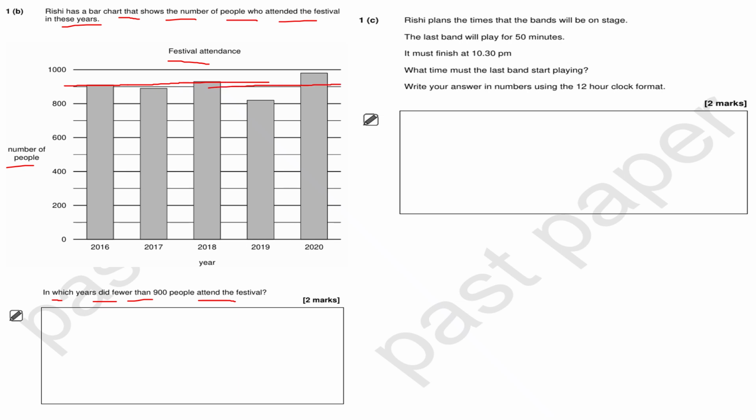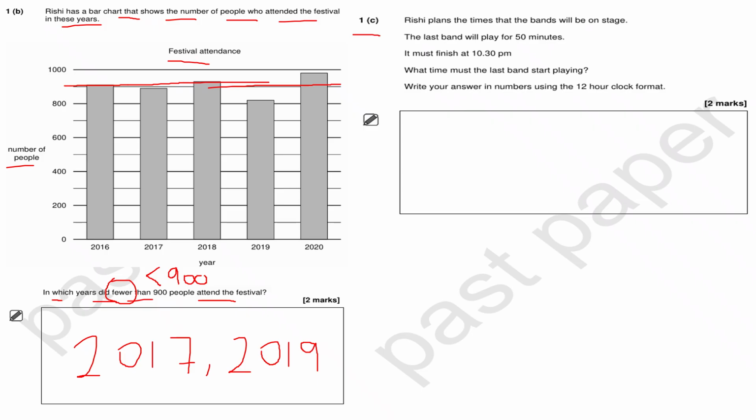That'll be 2017, and also 2019. Those bars are below or beneath that red line, below 900, which is fewer. Fewer means less than. So less than 900, and those are the 2 years. Next up, part C.